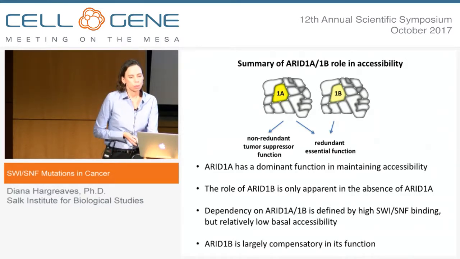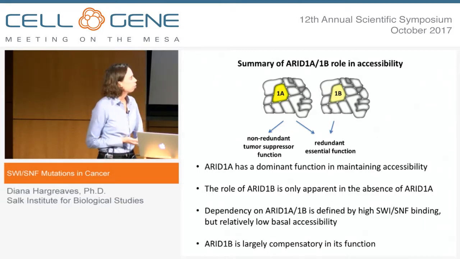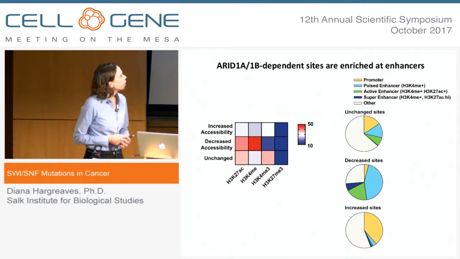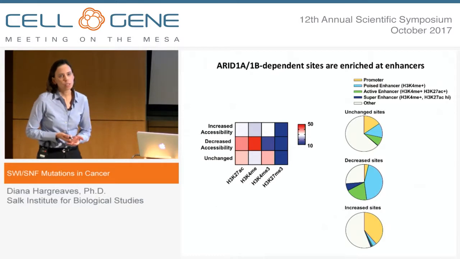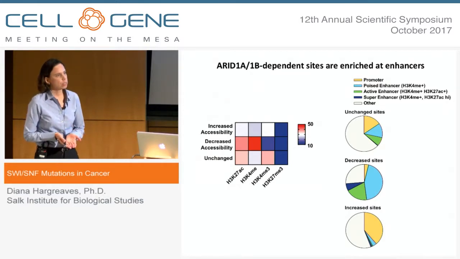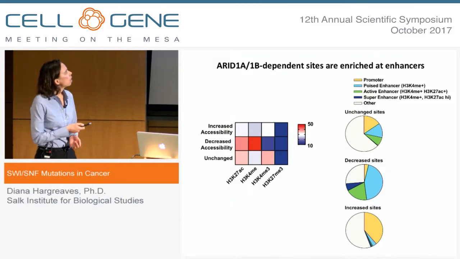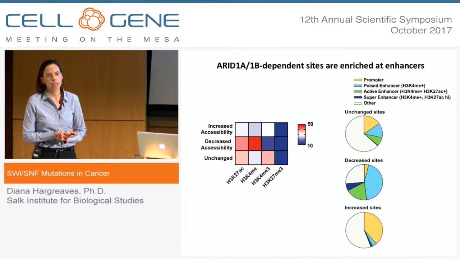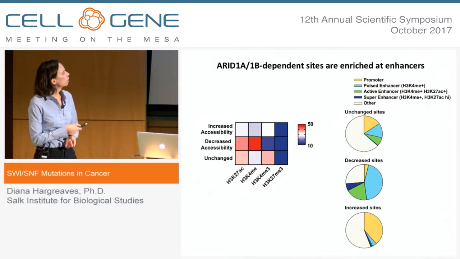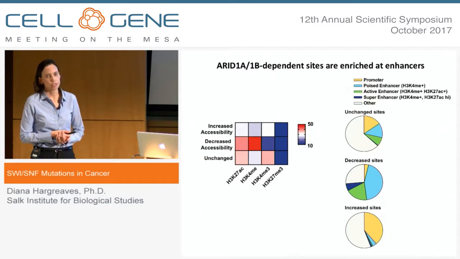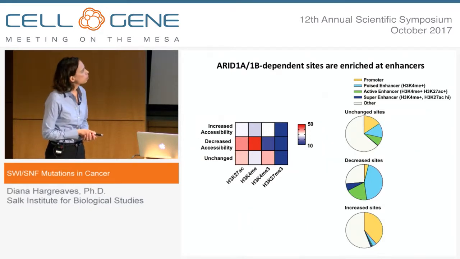So given that the complex binds upwards of a third of all genes at both promoters and regulatory elements, we wanted to understand where in the genome these sites are being affected. So we overlaid our differentially accessible sites with histone modifications that define either enhancers or promoter elements. And we found that our sites that lost accessibility were highly enriched for H3K27 acetylation and H3K4 monomethylation, but not enriched for H3K4 trimethylation, which is indicative of promoters.